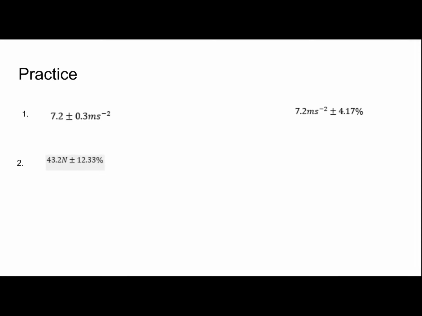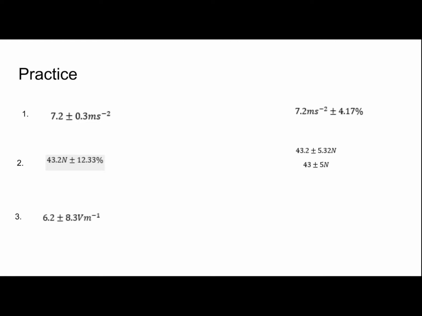Alright, so question 2, we have 43.2 newtons plus or minus 12.33%. In this case, we have a percentage uncertainty, so we need to divide the percentage by 100. Once we divide the percentage by 100, we just multiply by our actual value, which is 43.2. So in this case, we'll get 43.2 plus or minus 5.32 newtons. However, we need to round all our uncertainties to 1SF. 5.32 rounds to 5 newtons, and that's in the ones column, which means you have to round our actual value to the ones column as well. So 43.2 becomes 43 plus or minus 5 newtons.